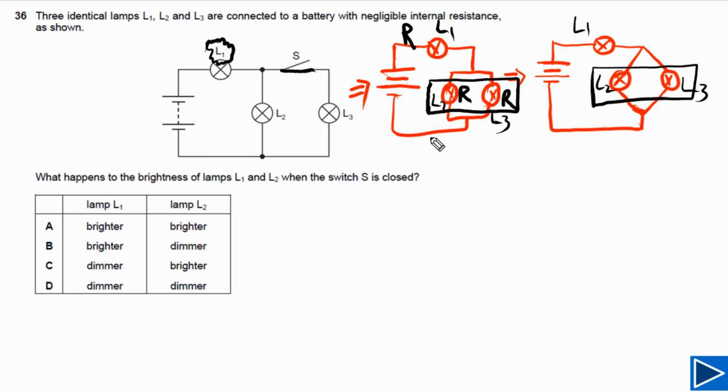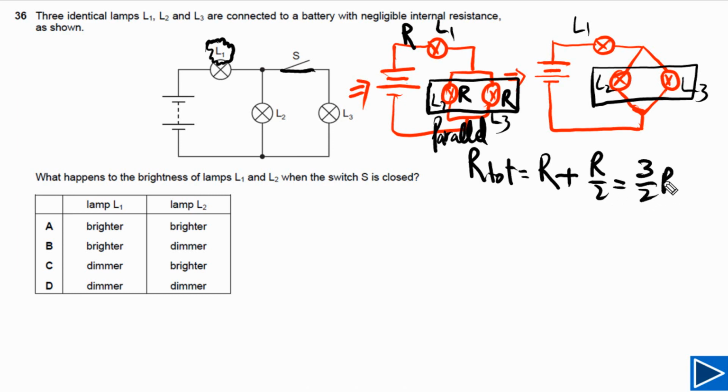Now let's calculate the total resistance of the circuit. R total is equal to the resistance of L1 plus the total resistance of these two resistors. As you can see, these two lamps are connected in parallel, so their total resistance is R by 2. So the total resistance is equal to 3R by 2.